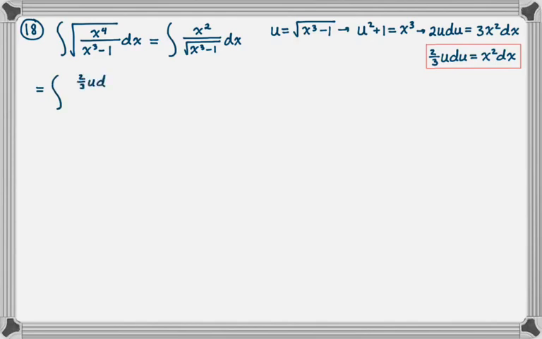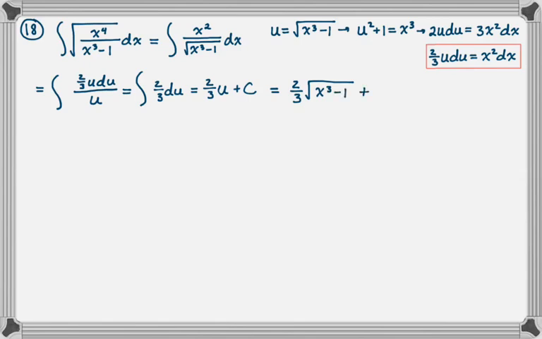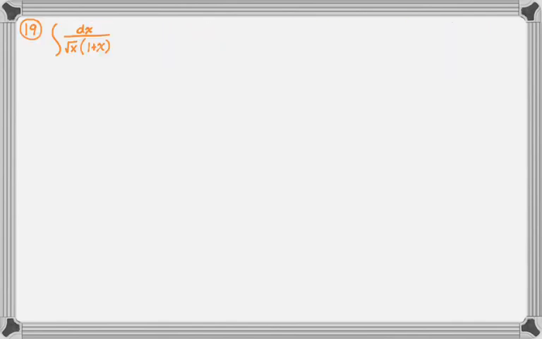And let's do our substitutions. So we get 2/3 u du substituting for x squared dx, and then over just u. And so this is crazy. This is actually just 2/3 du, which is definitely just 2/3 u plus c. So it looked really scary to begin with, but once you did the algebraic manipulations and the substitution, it gets crazy simpler. And so we end up with 2/3 the square root of x cubed minus 1, plus c, and that's it.